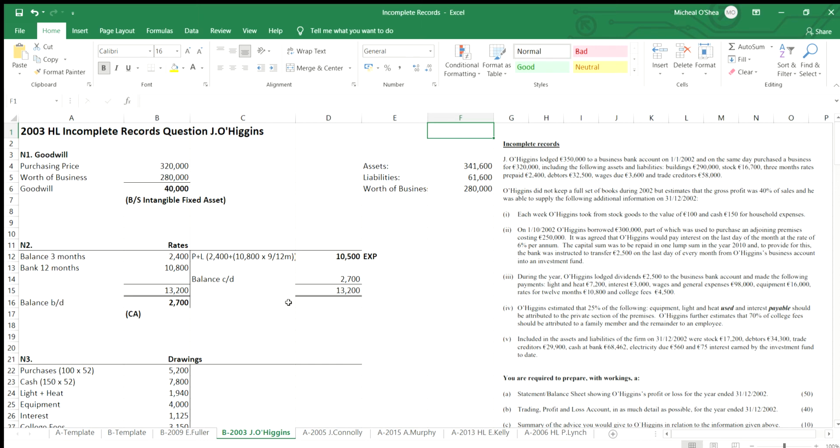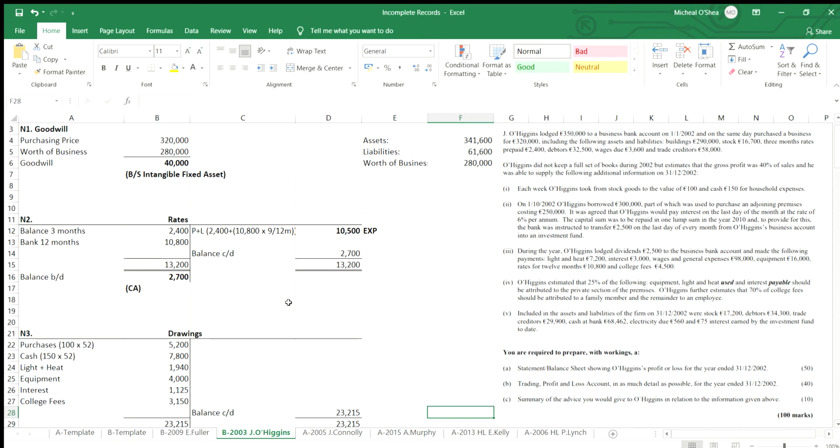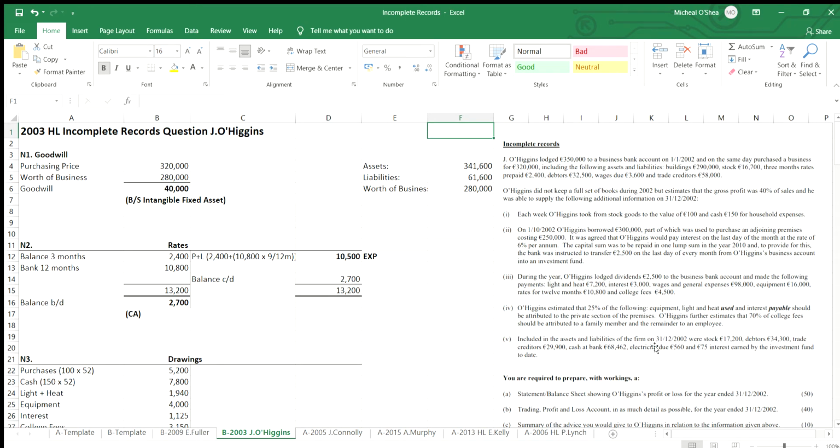This is the 2003 J. O'Higgins question. So what are we doing here? Let's look at the question sheet. This is what we're given. We have information at the beginning of the year. These are 5 different areas of notes, and the last one includes information at the end of the year.